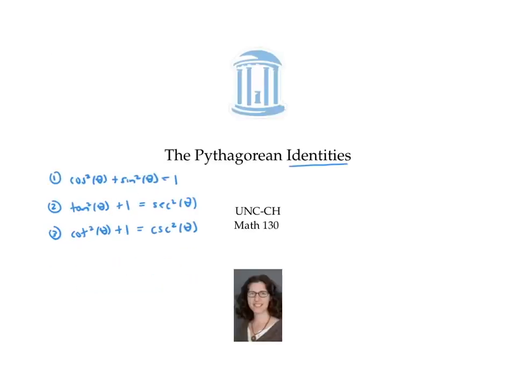We've now proved 3 trig identities. The first one we proved using the unit circle and the Pythagorean theorem. The second and third identities we proved by using the first identity and a bit of algebra.